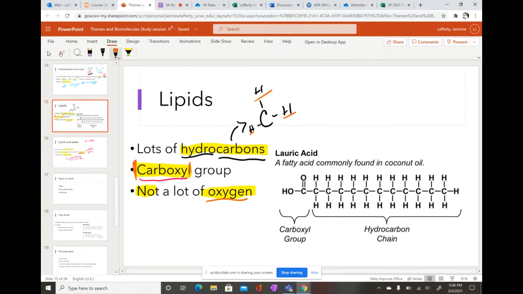Let me erase this. Don't look at this lipid and say, oh, here's an oxygen, that's a carb. That's not the case. Every single lipid is going to have at least 2 oxygens because every single lipid has at least 1 carboxyl. You need to look at how many oxygens to carbons. So here we have 2 oxygens to 12 carbons. That's a very small ratio. So that's how you would determine that it is in fact a lipid.